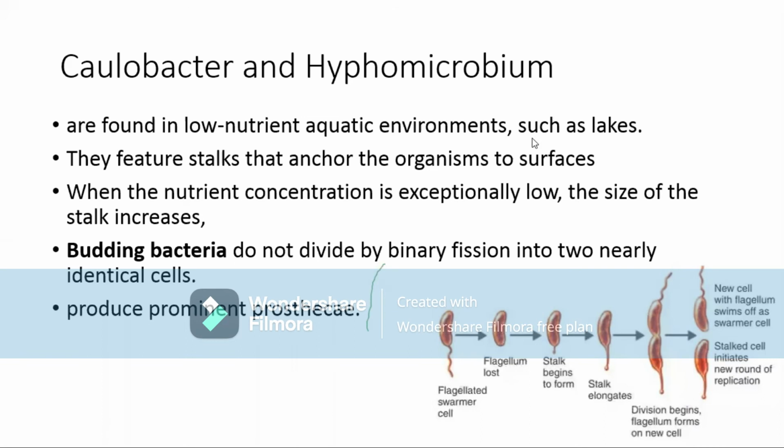Okay, so division begins, flagellum forms on a new cell. ये छोटी सी बड यहाँ से निकलती है, वो एक सेल के अंदर आहिस्ता आहिस्ता कन्वर्ट हो जाती है, वहां पर एक न्यू फ्लैजिलम डेवलप हो जाता है और ये सेल पिछले से सेपरेट हो जाता है. So the new cell with flagellum swims off as a swimmer cell, and the stalk cell initiates a new round of replication. So this is a very unique form of reproduction in the bacterial case.